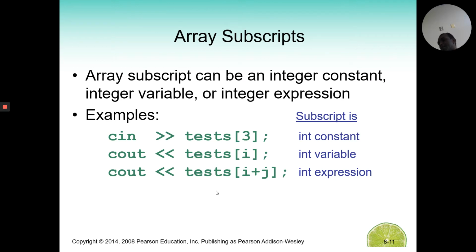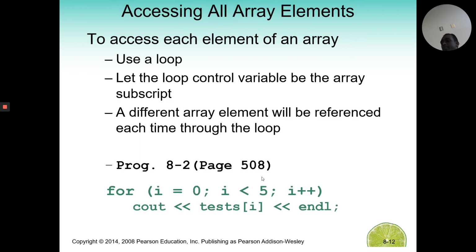Array subscripts can be an integer constant, an integer variable, or an integer expression. So here are some examples. You can say cin >> test[3], cout << test[1]. This is an integer variable, and this can be an expression, test[i + j].